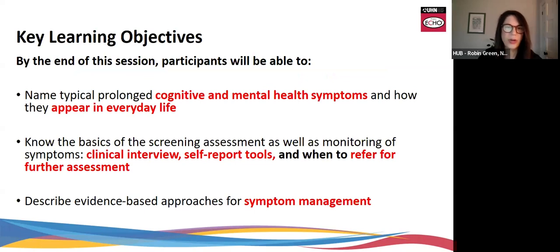Okay, so here are the key learning objectives for this talk. First, we want you to be able to name the typical prolonged cognitive and mental health symptoms and how they manifest in everyday life. Second, we want you to know the basics of assessment and monitoring of symptoms: the clinical interview, self-report tools, and when to refer for a more comprehensive assessment. Lastly, we want you to be able to describe some evidence-based approaches for symptom management.